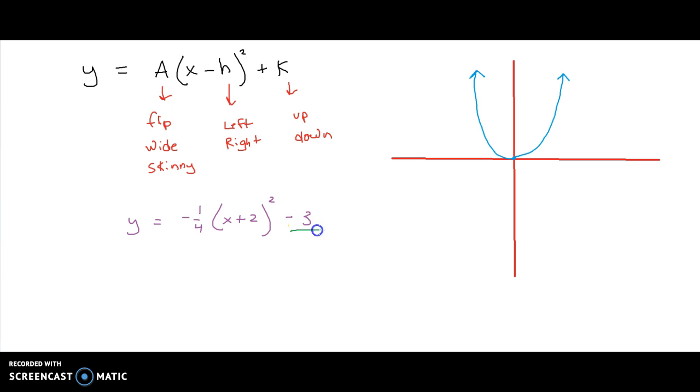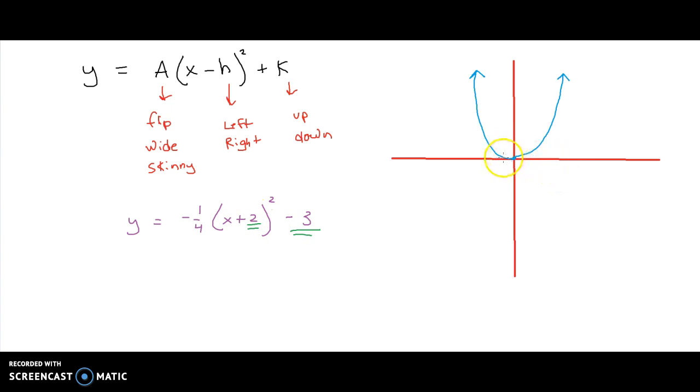So we know that here, this number matches with the k, right? The up or down. It's negative, so we go down. We go down 3, and then this number right here matches with the h. That one is going to, oddly enough, make us shift to the left. This is, like we talked about in class, kind of weird because you think positive means go this way in the positive direction, but actually not. So, we're going to go left 2, down 3.